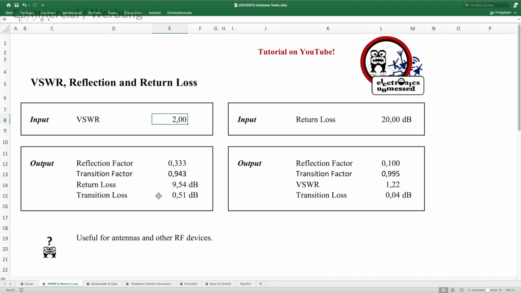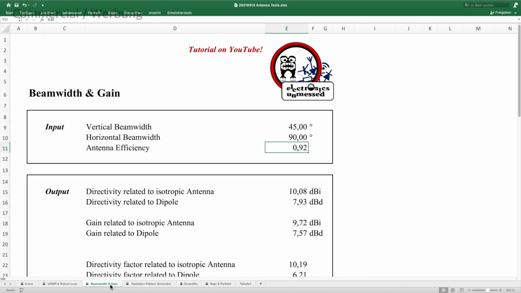On the right side of the sheet you can do the reverse calculations, starting with the return loss. Let's take 20 dB return loss, and again you get the corresponding values here. The second sheet gives us some interesting insights on beamwidth versus gain, and it tries to clear up the confusion with the units of measure that define the antenna gain.